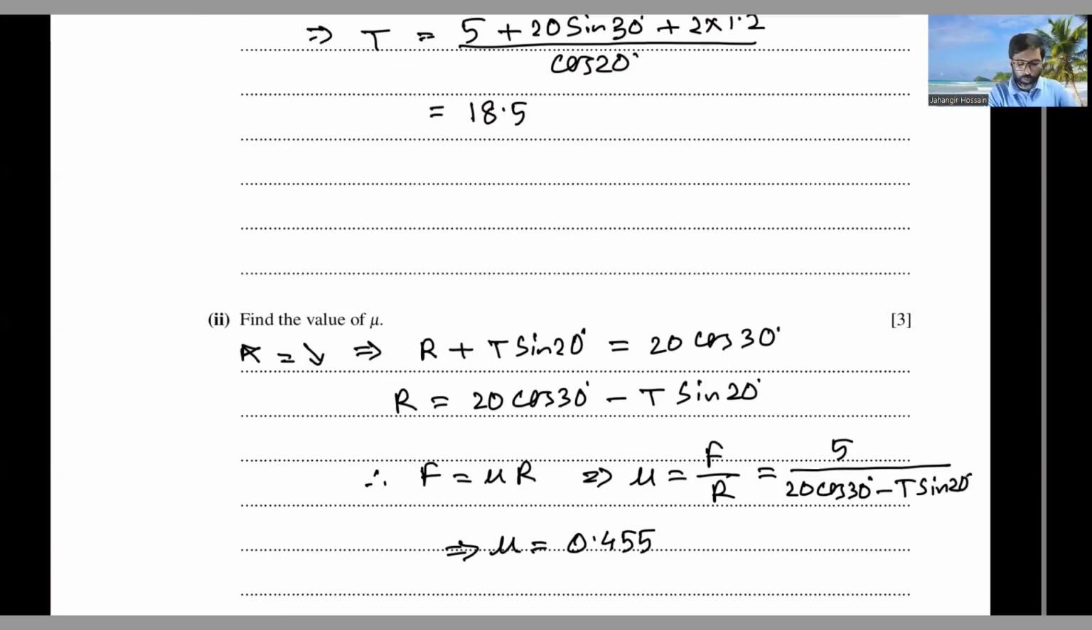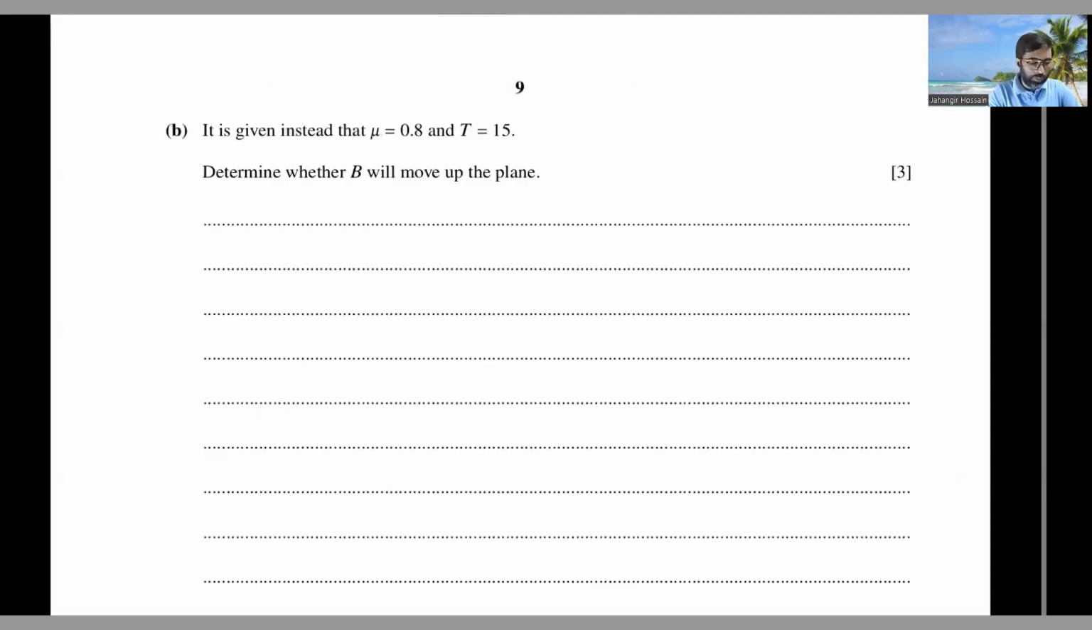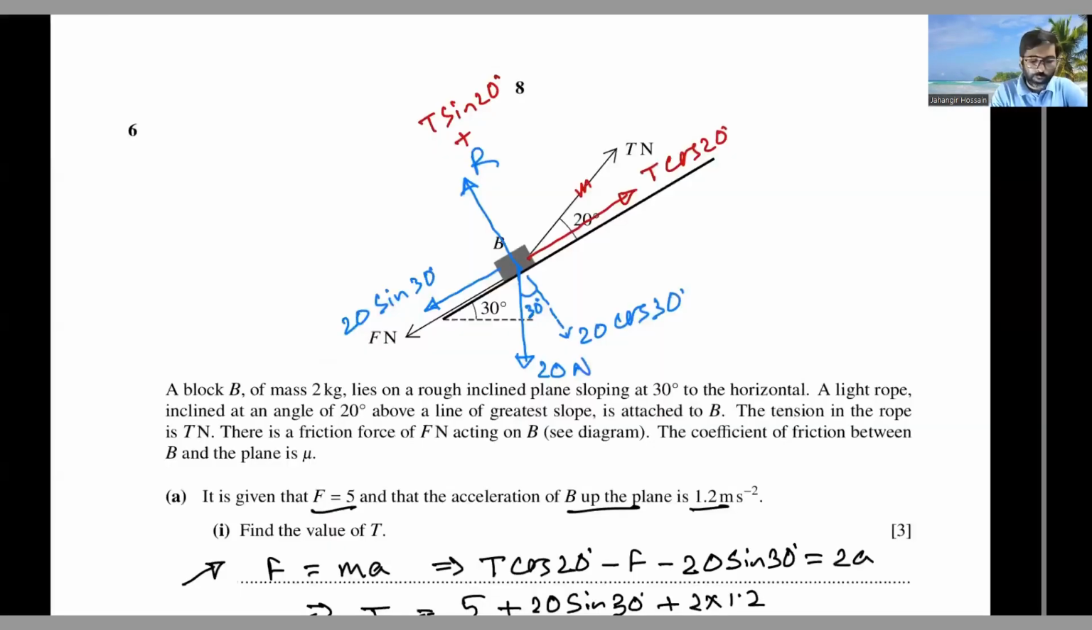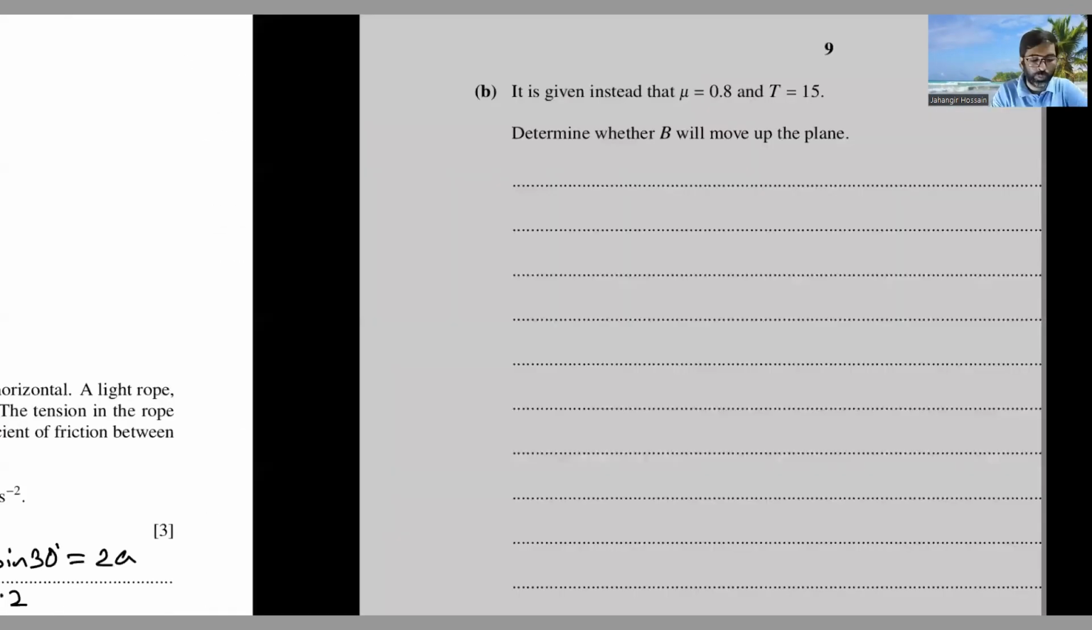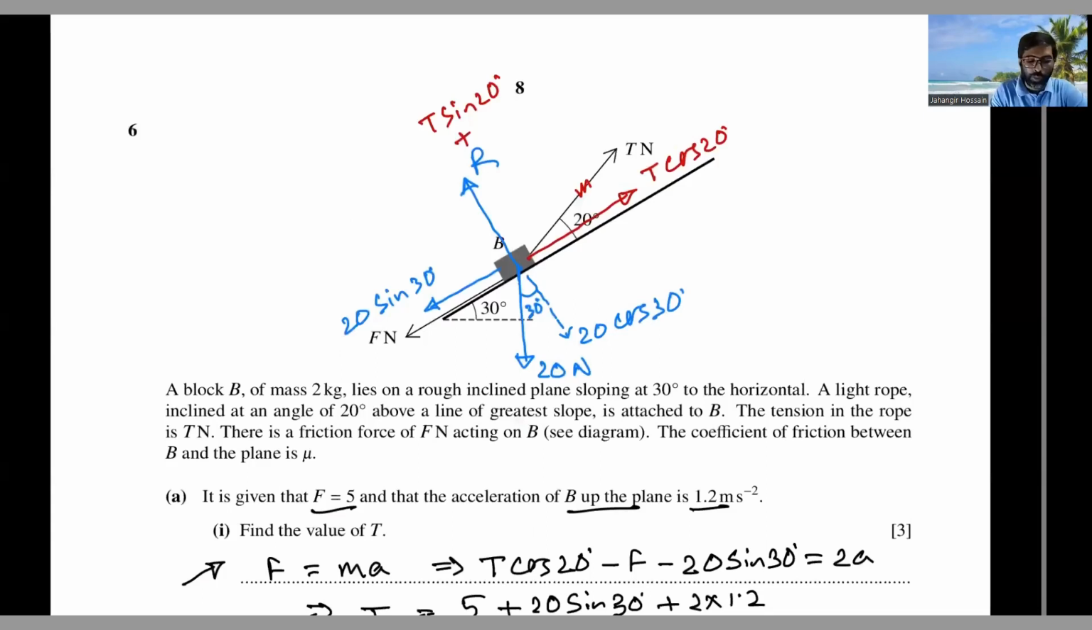That's part 2. Now let's move on to part B. It is given instead that mu is 0.8 and T equal to 15. Determine whether B will move up the plane. To find that, when T is 15 and mu is different, whether B will move up the plane will depend entirely on whether T cos 20 is more than these two forces, the component of weight and the friction.